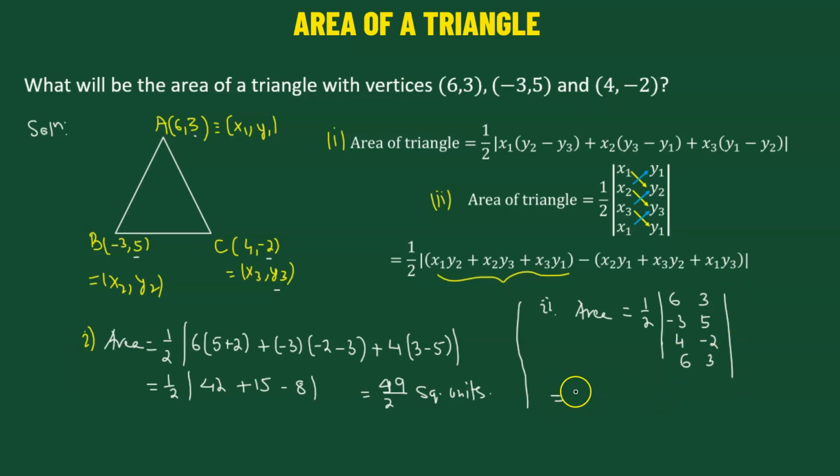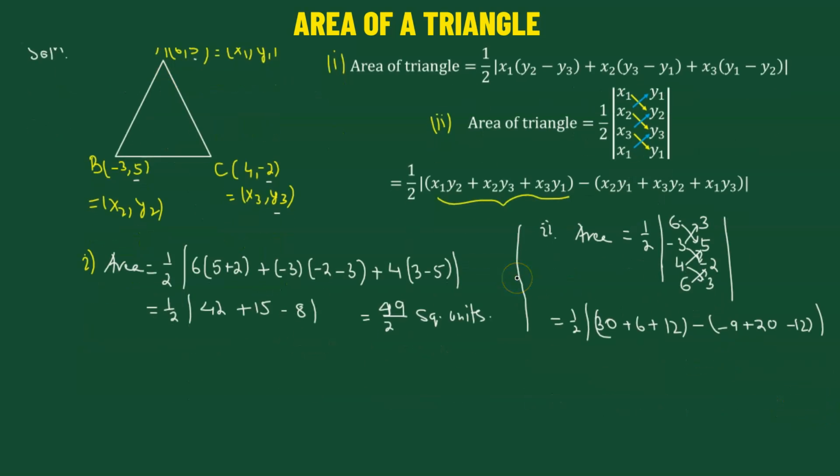We start by taking half and multiplying it by the absolute value of 6 times 5, which is 30. Added to it will be -3 times -2, so that's 6, 30 plus 6. Plus, we have 4 multiplied by 3, so that's 12. We take the sum and subtract from it 3 times 3, which is -9, added to 4 times 5, which is 20, and then 6 times -2, which is -12.